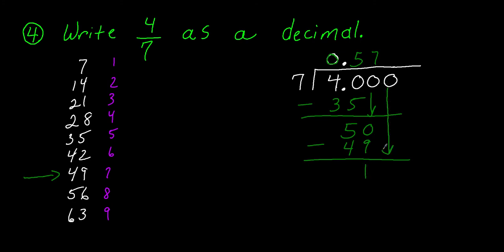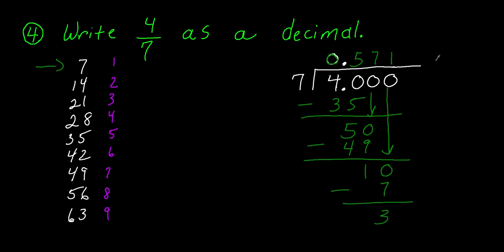I'm doing this to 3 places. That is, bring down this next 0. Well, let's see. How many 7s make up 10? Well, again, 10's not on the list. Hopefully you can see this is going to be a 1 here, but if you're stuck on that, just use the list. Again, let's see what number on the list is closest to 10 without going over. Well, it's 7. That's the first number on the list, so I'll put a 1 here. 7 times 1 is 7. Subtract, and I get 3.